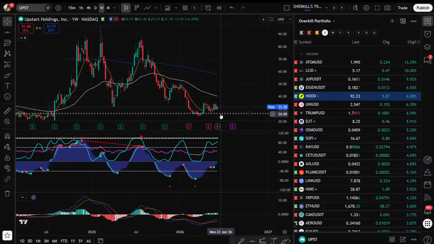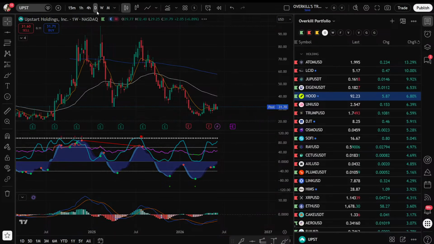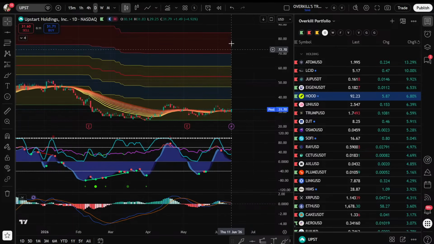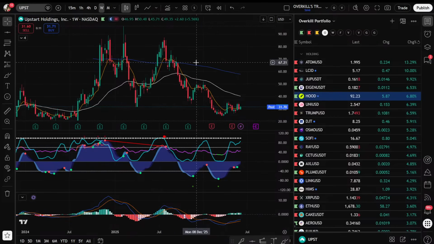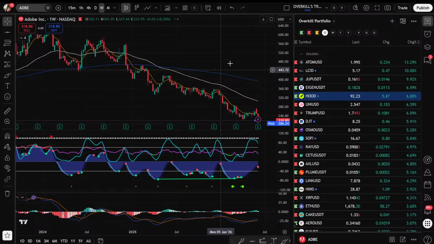UPST. UPST still green. Still looking good here over 26. We're still buyers of that one. You can see how it's trying to get up over those EMAs. Our target's always up here in the red zone between 70 and 80. UPST looks good here. I see one for Adobe in the chat.